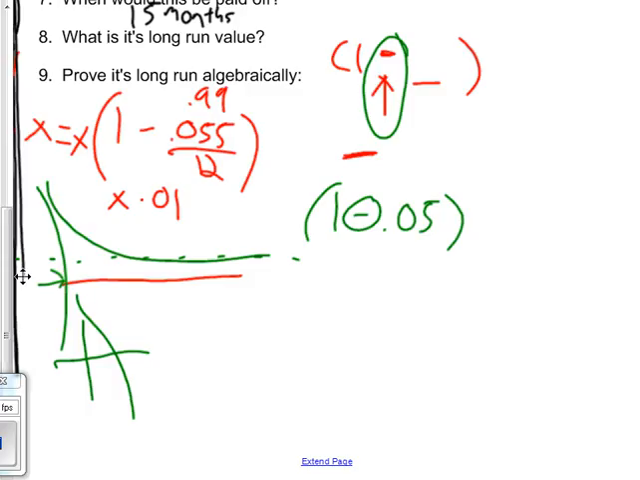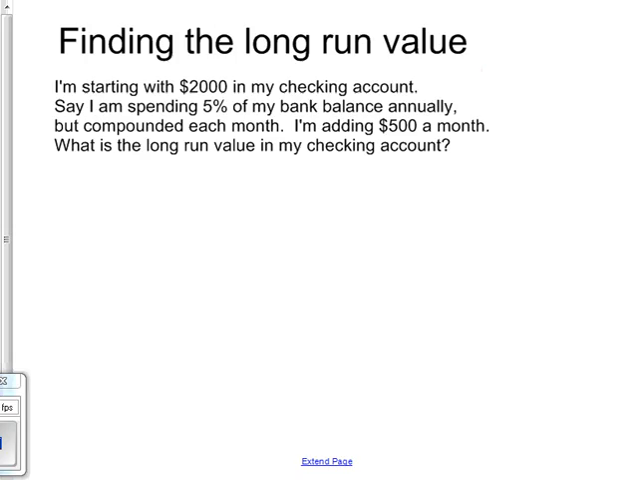Was there a question back there too? Okay, sounds good. So let's jump all the way down here to, I believe it is this one. This is slide 8 of the notes: finding the long run value. Why don't you take a look at this, and let's first set up the recursive rule, and then we'll go from there and find the long run value.